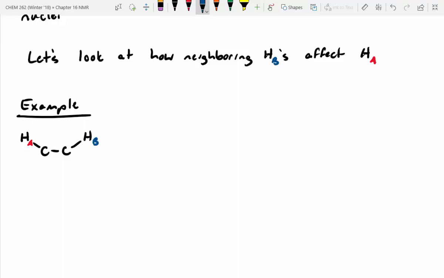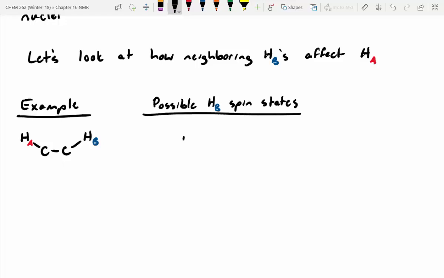All right, if we think about HB, because it has nuclear spin, it can exist in 2 different states, right? It could either be spin up or it could be spin down. So let's write this over here. So possible HB spin states. And we just said it could either be spin up, so I'll put HB kind of in a box here, or it could be spin down. All right, so if we think about this, it's equal probability of being either spin up or spin down, so it's a 1-to-1 ratio in terms of the probabilities.